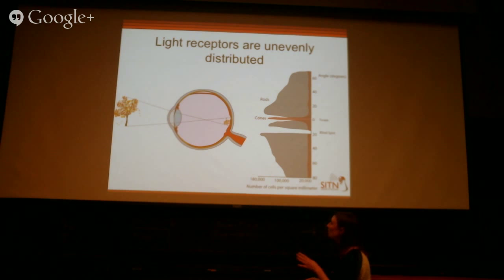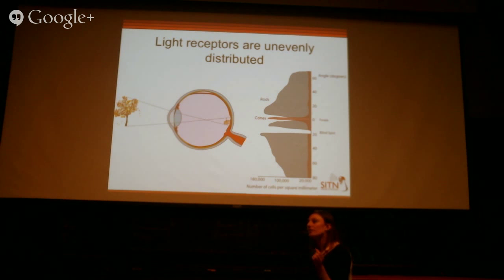But this is not the only part in the back of your eye where there's an uneven distribution of photoreceptors. Photoreceptors are an overall big picture thing that are all sensing light, but you have different photoreceptors that sense different types of light. Some photoreceptors sense all wavelengths of light. Those are called rods. They cannot distinguish different colors.